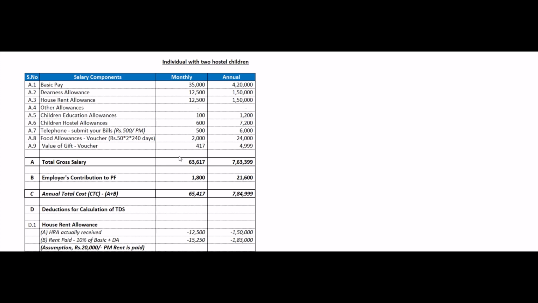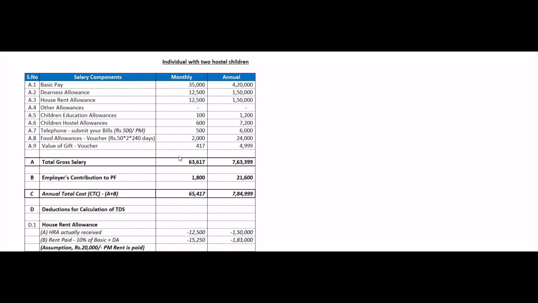Now in this table, I've taken an example of an individual with two hostel children, that is two of his children living in hostel and studying. Okay, so the first thing is basic pay, same in both the sheets. DA in both the sheets is the same. Coming to house rent allowances. What is house rent allowances? House rent allowance is where an employee who's living on rent gets a certain amount of deduction from his salary which will not be taxed. The deduction amount has been explained below in serial number D.1 in this sheet. Then other allowances is common in both the sheets.